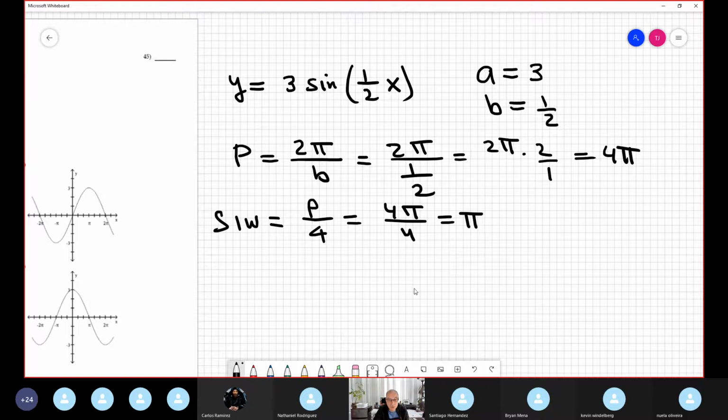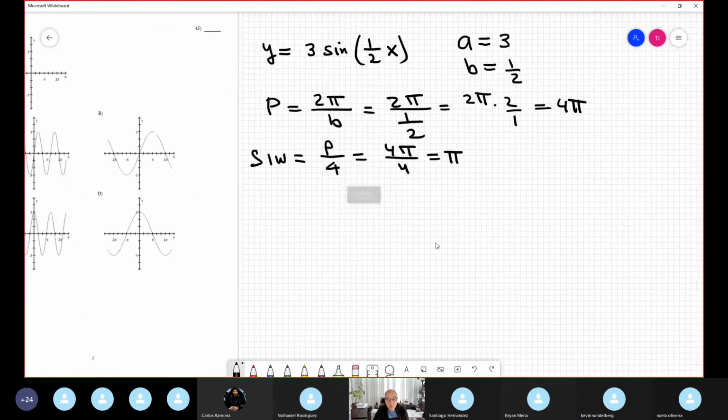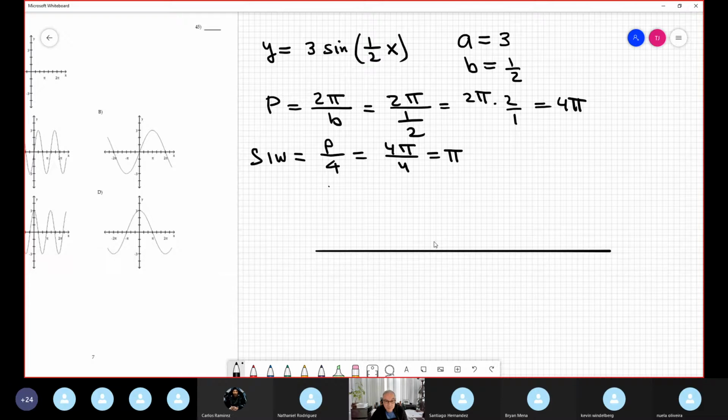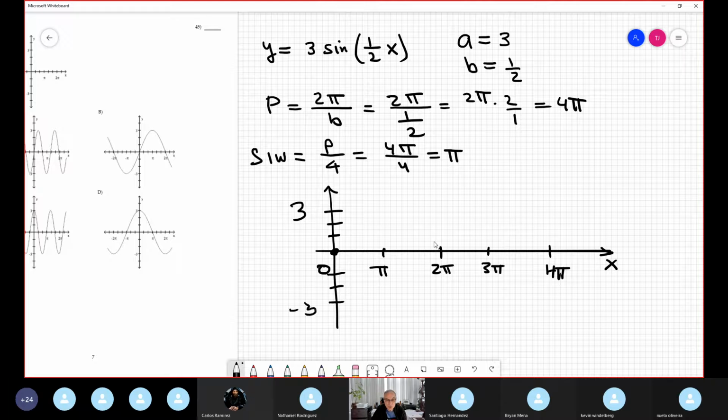Therefore, the partition of the real number line: we start at 0 and end at 4 pi, which is the period. Divided by 2, divided by 2, divided by 2, because the intervals are the same. This is pi. This is 2 pi. This is 3 pi. And this is 4 pi. And the amplitude is 3. 1, 2, 3. 1, 2, 3. My graph will look like that.